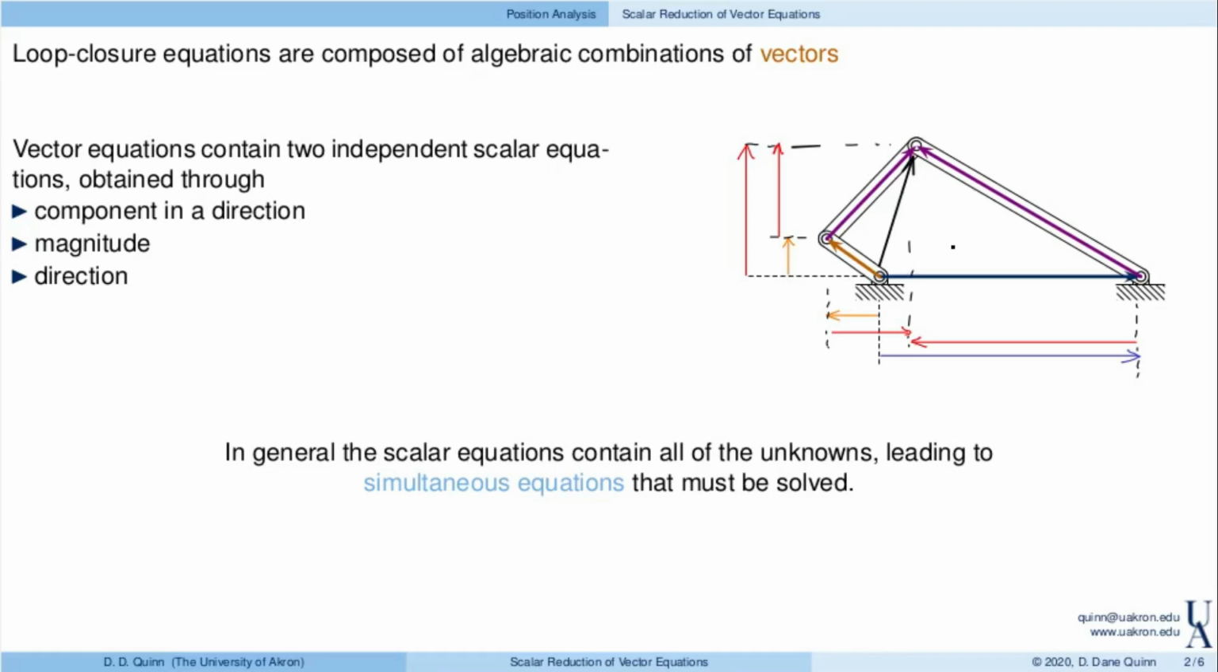We can look at components, and not just in the i and j direction. We'll find that looking at components in other directions will be useful. Or we could take magnitudes, we can take directions. There are lots of different things we can do, right?